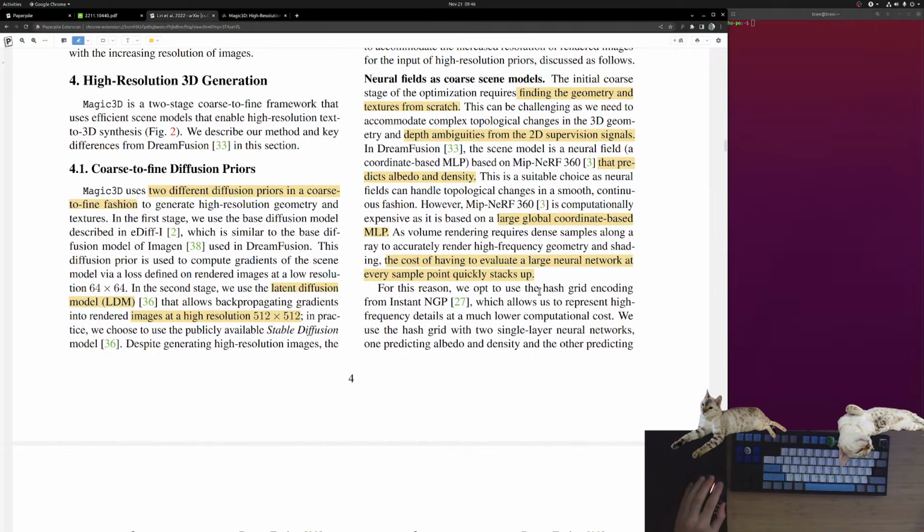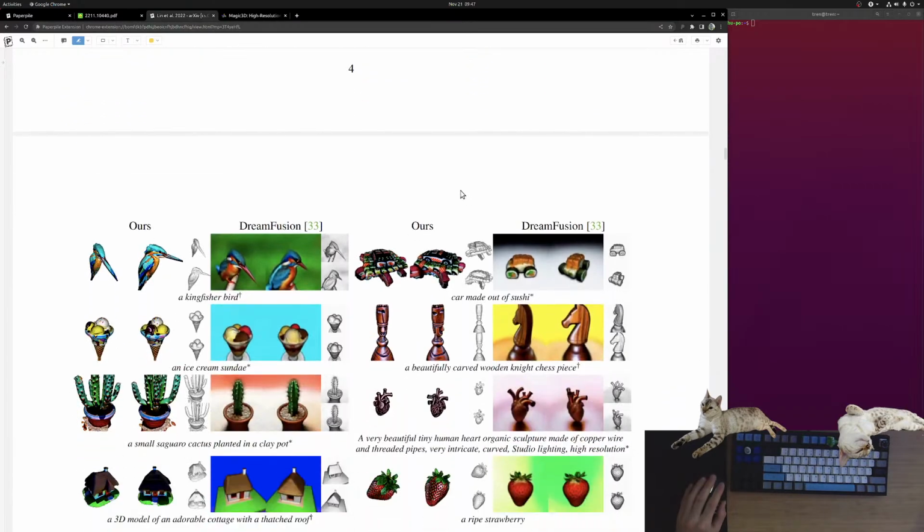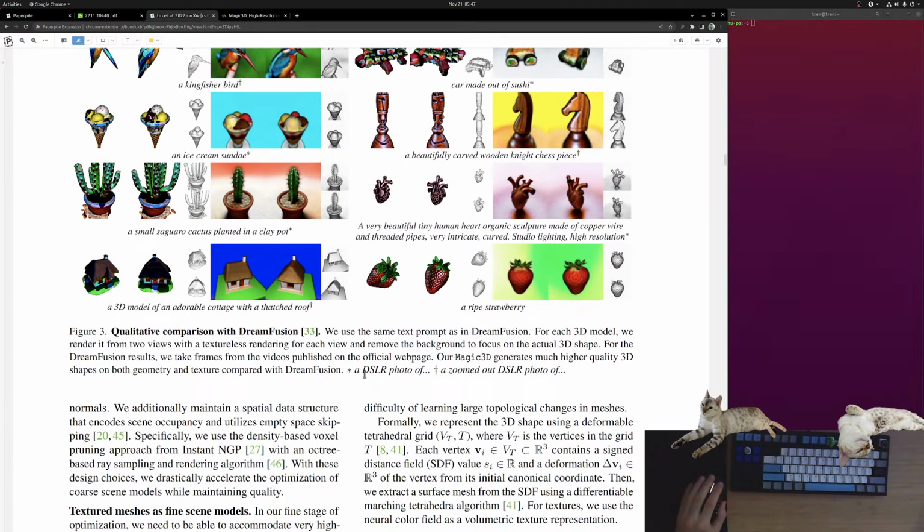And here we go. They're plugging in their thing here, the hash grid encoding from Instant NGP, which is what we were talking about. I think we actually have a video for that paper as well. I'm not 100% certain though. I might have read that before this channel even existed. Okay, so we use the hash grid with 2 single layer neural networks which predict albedo and density. So they are also using the convention here of albedo and density. I think they probably could have predicted other stuff too. That would have been cool.